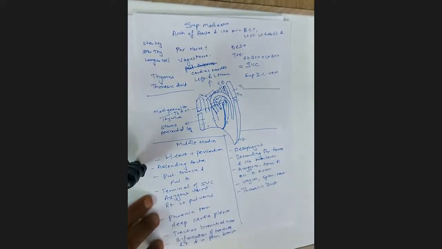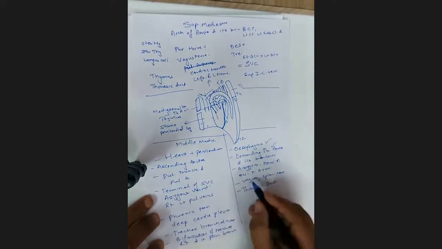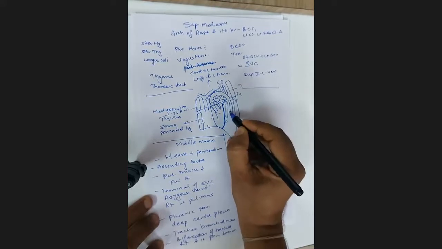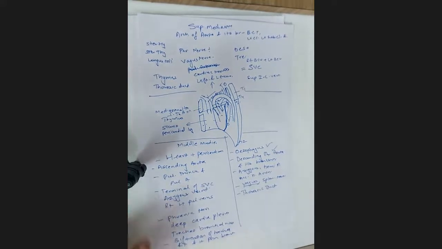So the contents of the posterior mediastinum are esophagus, most important, descending thoracic aorta and its branches, azygos vein, hemiazygos vein, accessory hemiazygos veins. Nerves is vagus. That means phrenic is in the middle mediastinum. Vagus is in the posterior mediastinum. Then the splanchnic nerves, and amongst the lymphatics, apart from the posterior mediastinal lymph nodes, there will be the thoracic duct.